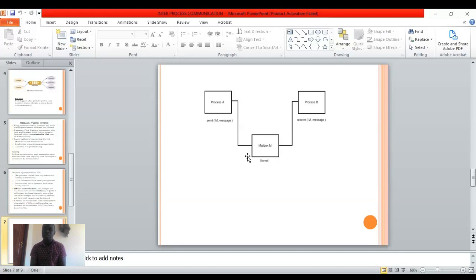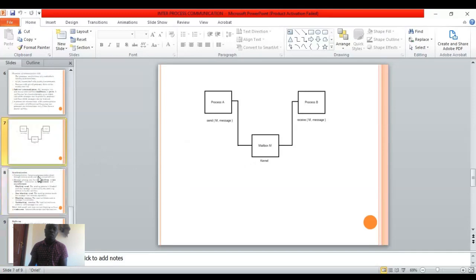In this case, we have the mailbox M being explicitly named, and then we have process B, which again is explicitly naming the mailbox that is involved when retrieving the message. So that's how direct communication takes place.